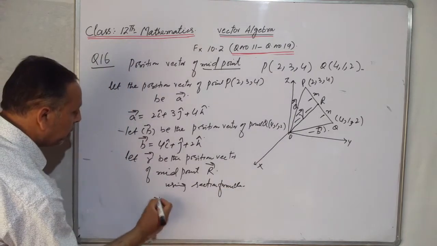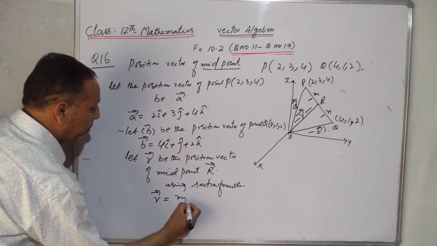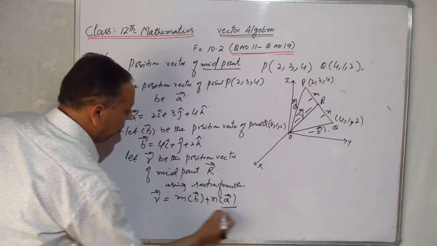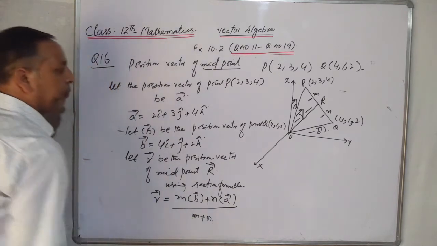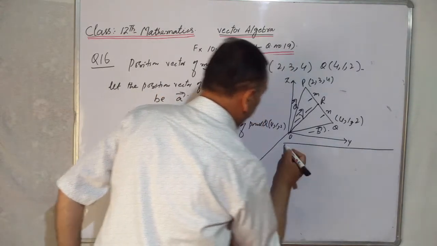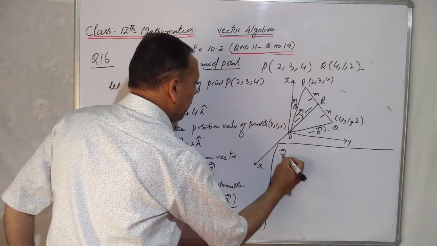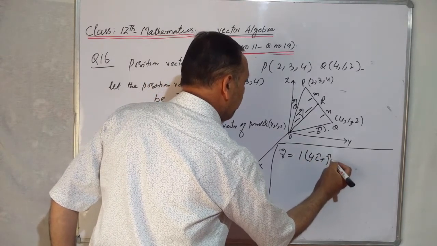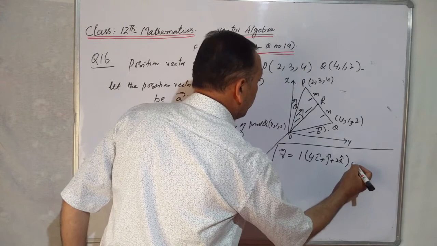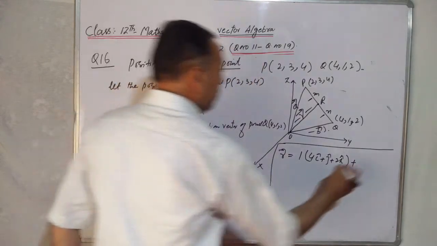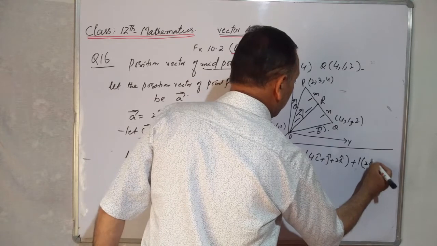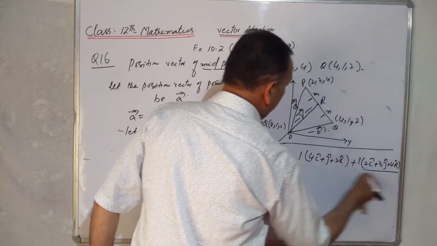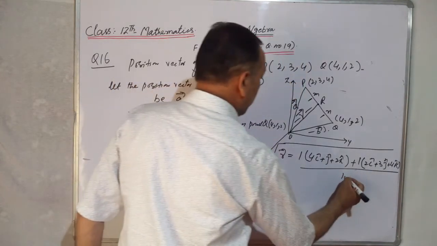So that means position vector r will be equal to m into vector b plus n into vector a, over m plus n. That means this vector r, m is 1, vector b is 4i cap plus j cap plus 2k cap, plus vector n is 1, 2i cap plus 3j cap plus 4k cap, divided by m plus n, 1 plus 1.